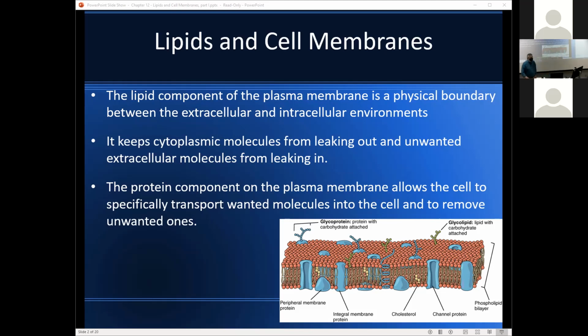All right, and like I was saying, we have specific proteins that allow things through the plasma membrane. We have channels that generally allow ions through. We have carrier proteins that can transport something down their concentration gradient. And we have pumps that transport things against their concentration gradient.